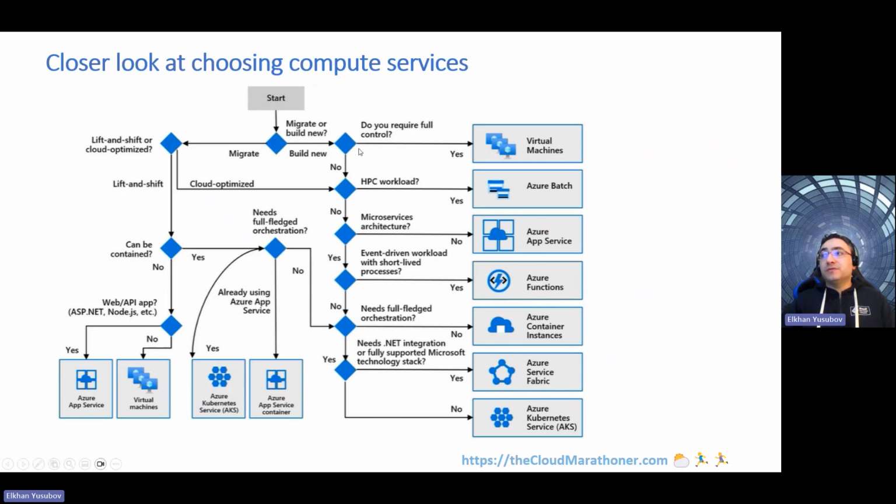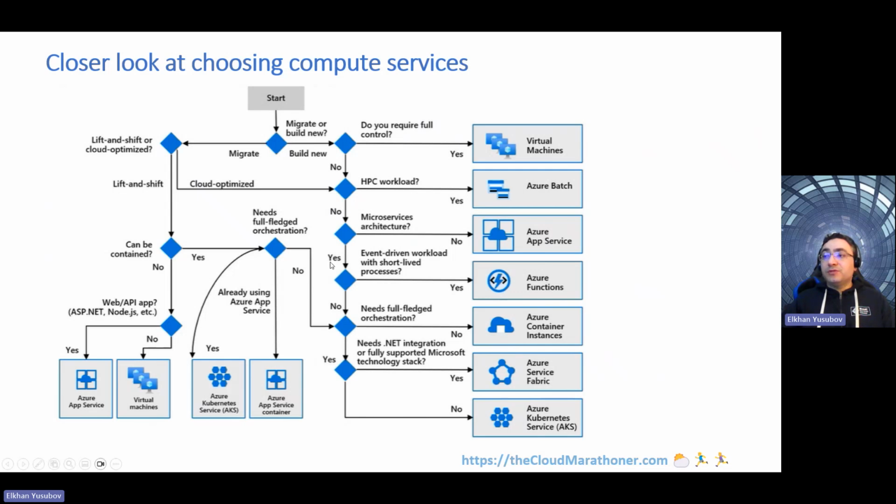Then you can look at options where you may go through: is it a high power compute workload that you are trying to migrate, or is it about microservices architecture that needs to be migrated, or maybe you are doing some event driven workload migration into Azure. And based on those questions and options, you may choose a managed service.